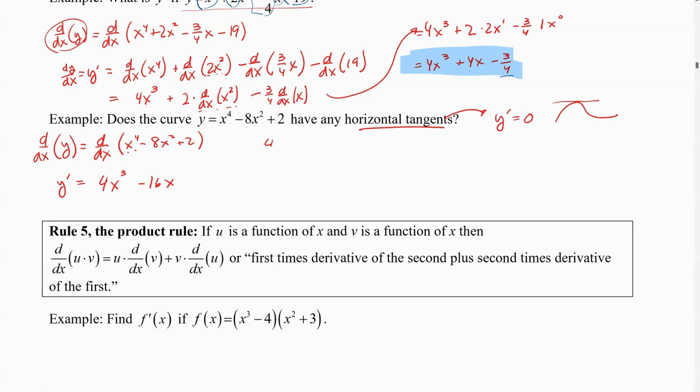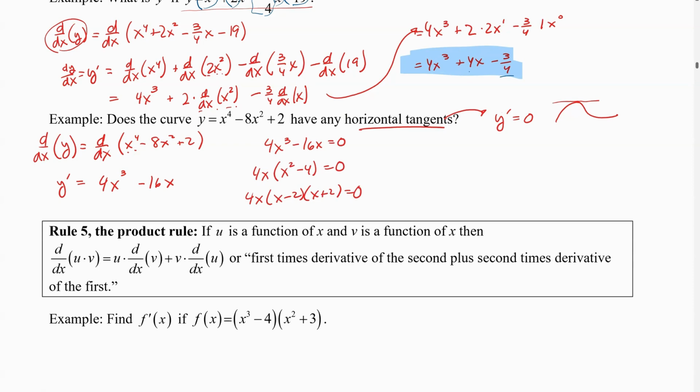Now, is there any place where that derivative is equal to 0? Maybe I'm going to have to use some algebra. How about I factor out a 4? Oh, and factor out an x, leaving me x squared minus 4. Whoa, I think that factors more fully. 4x and x minus 2 and x plus 2.